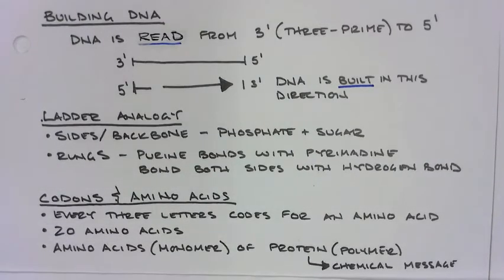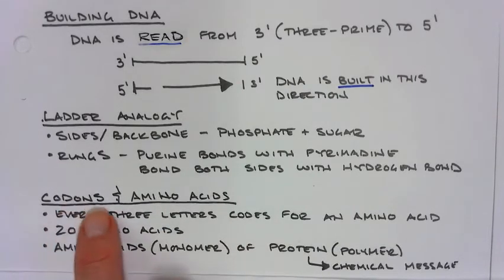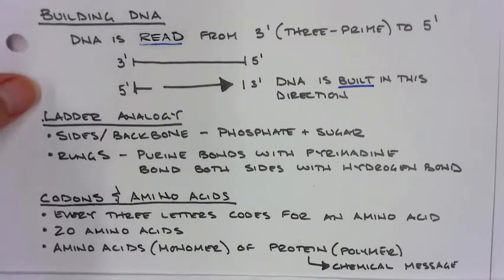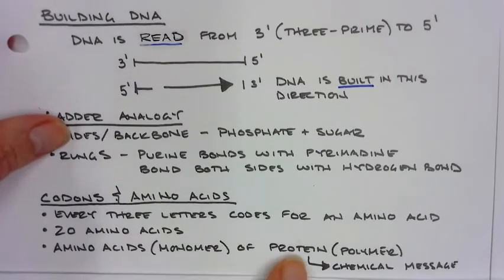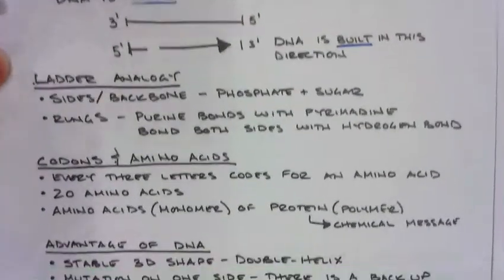Another thing that you should be aware of is that every 3 letters or nucleotides is called a codon, meaning it codes for a specific amino acid, and there are 20 amino acids. And again, amino acids are the monomers of proteins. So like the nucleotide builds DNA, amino acids build proteins.